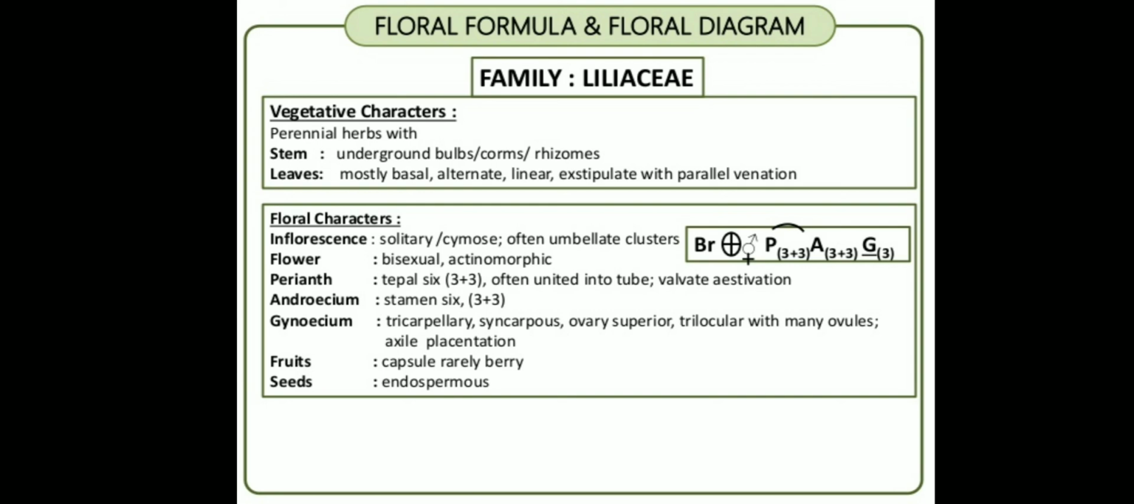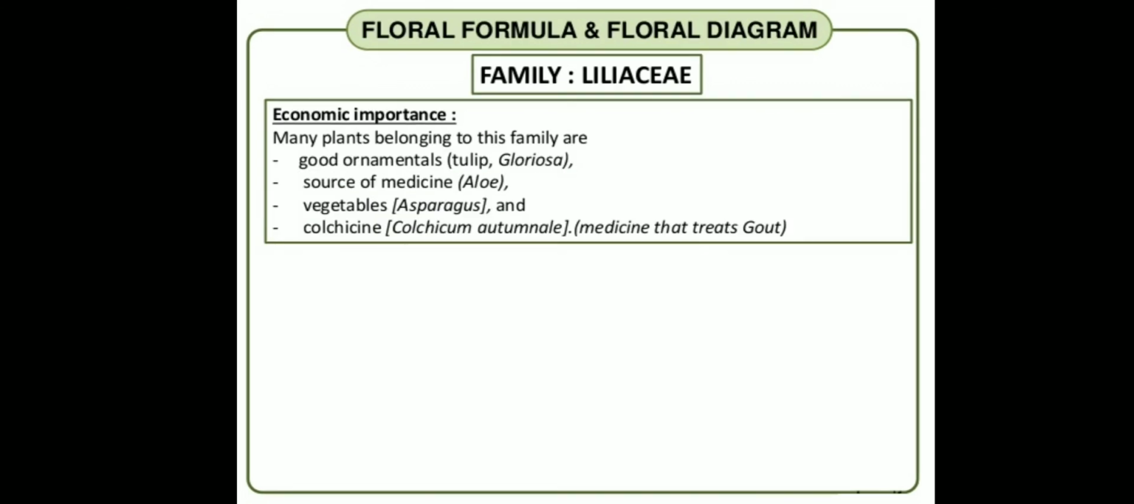So you can see all these three families, Fabaceae, Solanaceae, Liliaceae. In all of these cases, gynoecium is superior. Okay, and all of them are bisexual. So you can also see in the formulas, all of these three families are bisexual and gynoecium is superior. Okay, so in this Liliaceae family, fruits are capsule, rarely berry. Okay, seeds are endospermous. So what are its economic importances?